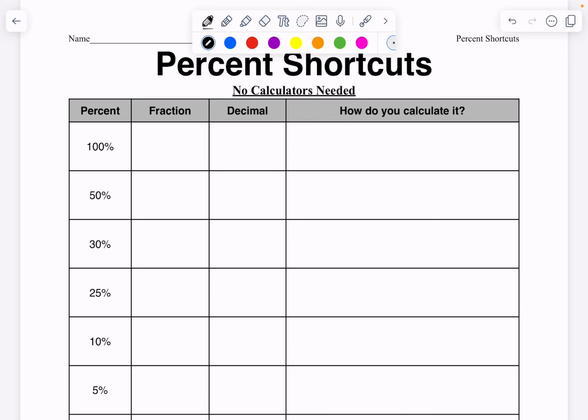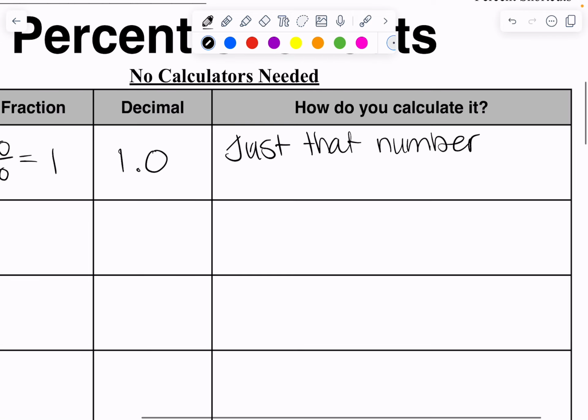So 100% as a fraction, we would start off with 100 out of 100, which is just going to equal 1 whole. The decimal would also be 1.0. So if I'm asking you for 100% of a number, it's just that number. Or you could think of it as the number multiplied by 1 whole.